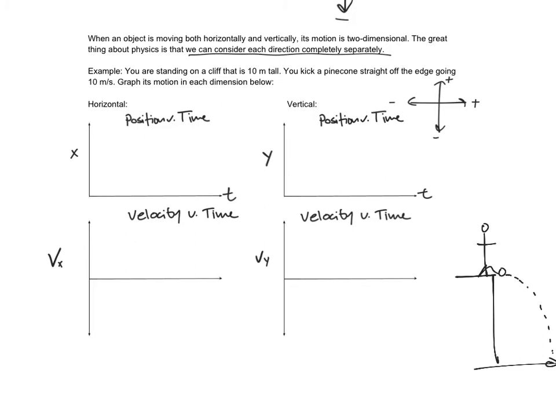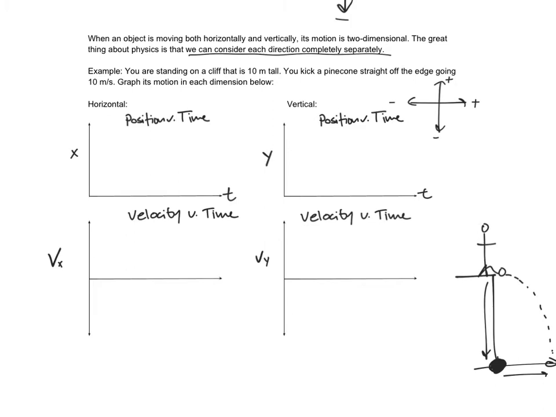And I know which direction is what, but I'm going to set my origin as the bottom of the cliff right here, okay? So as my object goes, it's going to move in the positive direction horizontally, and it's going to move in the negative direction vertically. But it starts off above 0 vertically, and it starts off at 0 horizontally.